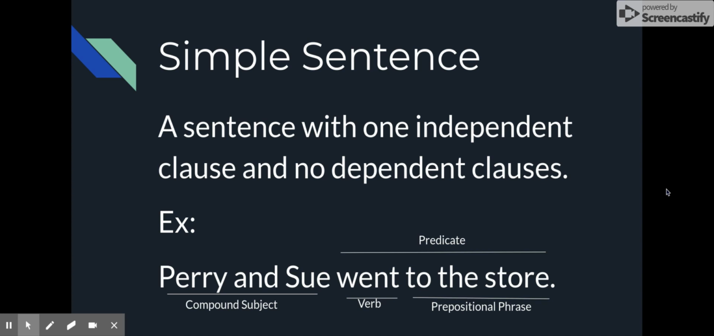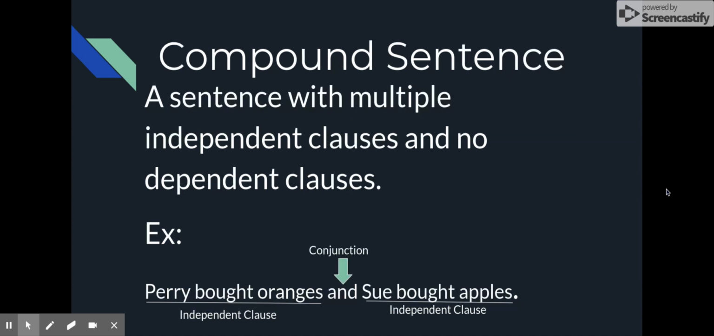We have a compound subject, but it still counts as one subject because we don't have any dependent clauses, and we don't have anything extra like an interjection or a conjunction or anything to combine two sentences anyway. So Perry and Sue is considered one subject, even though it's a compound subject. And then our predicate is went to the store. One subject, one predicate equals a simple sentence.